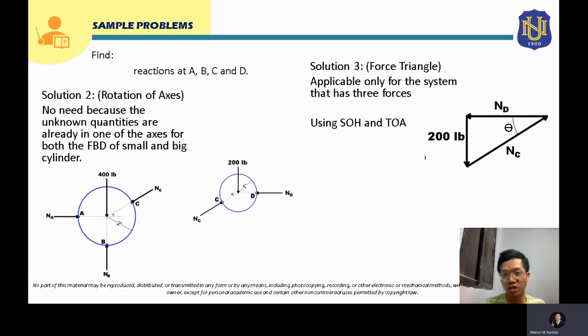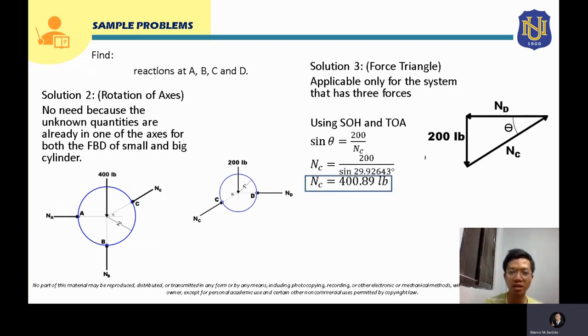So we can use SOHCAHTOA here to solve for N sub C. Okay, what we need here is hypotenuse and opposite side, so we can use sine theta for that. Okay, so sine theta is equal to 200 over N sub C, and our theta is 29.92643. So solving for N sub C, that will just be 200 over sine of 29.92643 degrees. So that will be 400.89 pounds.